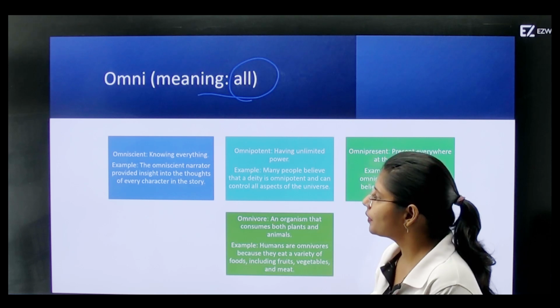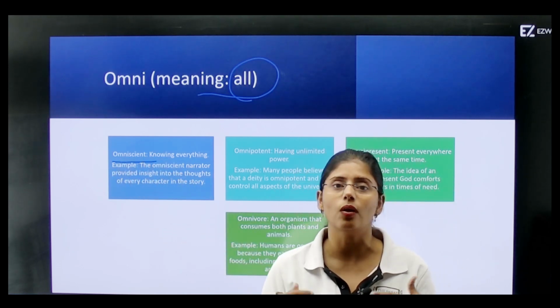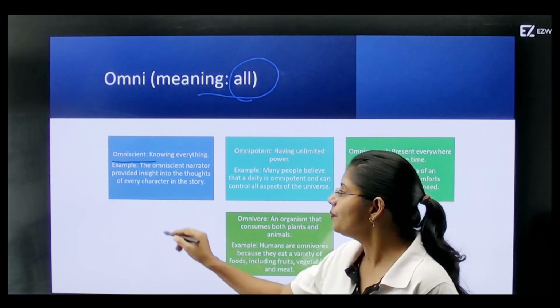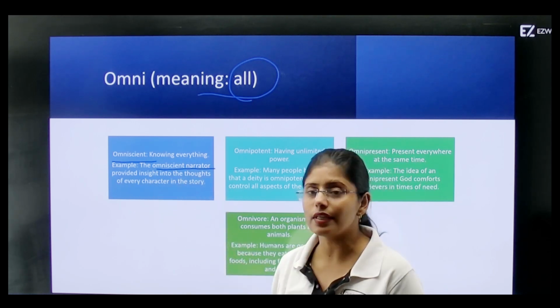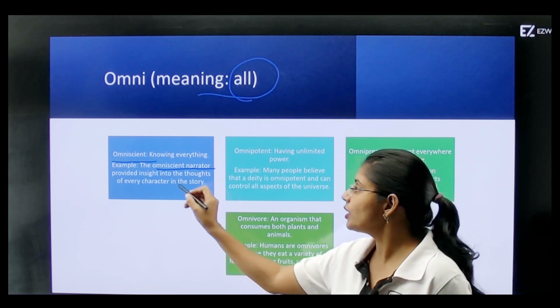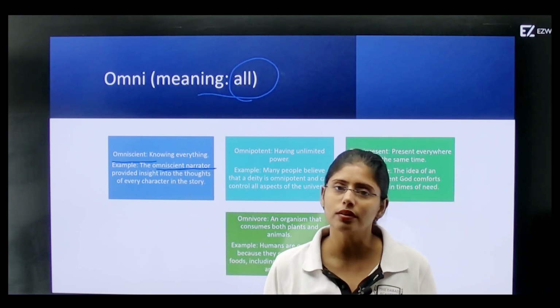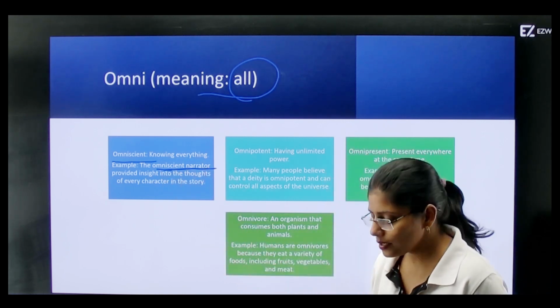Let's talk about the first word, that is omniscient. Omniscient means the one who has all the knowledge. Let's have a look at the example. The omniscient narrator provides insight into the thoughts of every character in the story. The omniscient narrator is the one who is narrating the story and has all the knowledge. That is why we have used omniscient narrator. Let's move to the next word.